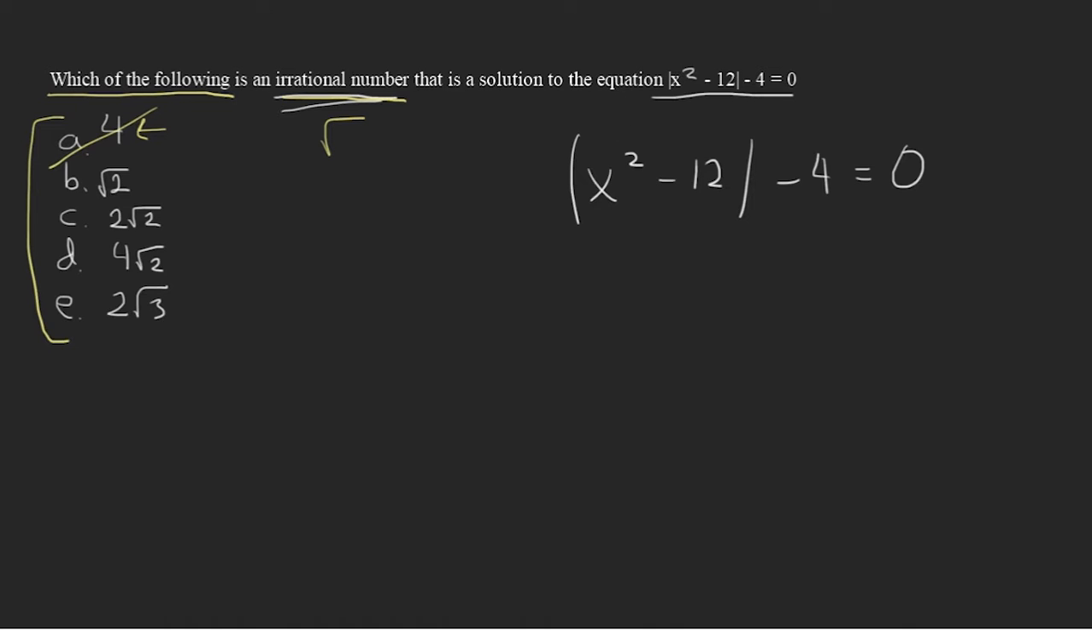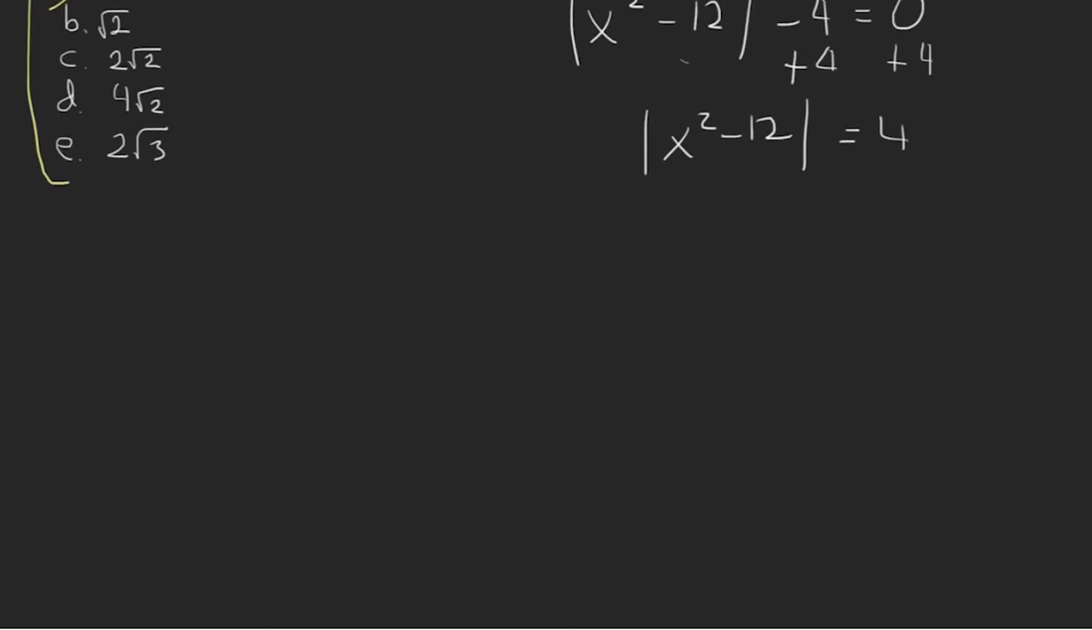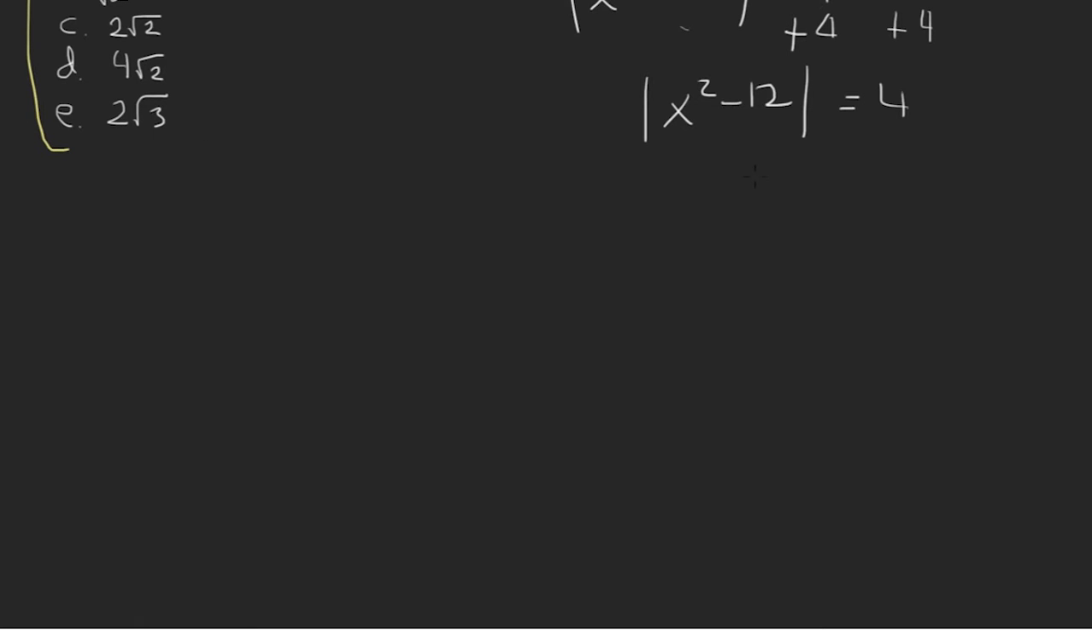Let's go back to our problem though. So if we add 4 to both sides, we get 4 is equal to the absolute value. And what do we do here? We use our second move. We're going to split it into 2. x squared minus 12 is equal to 4. I'm going to extend this just so I have more room to work. And this is x squared minus 12 is equal to negative 4.